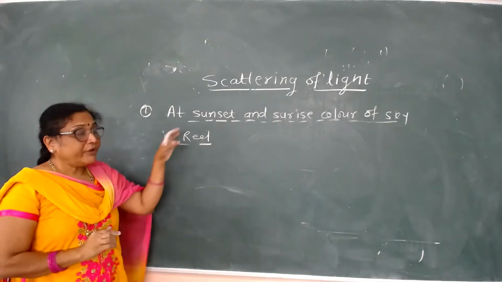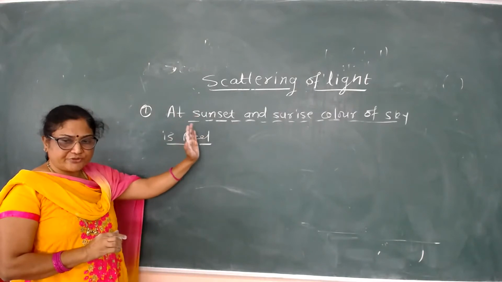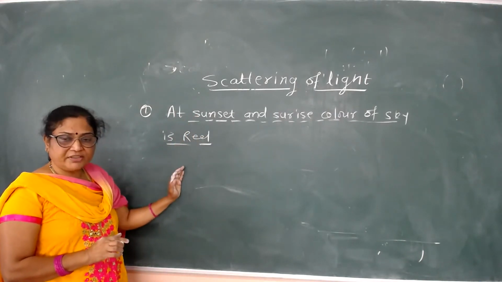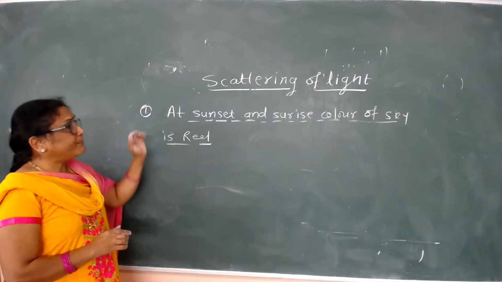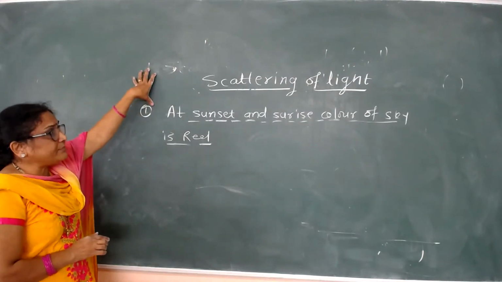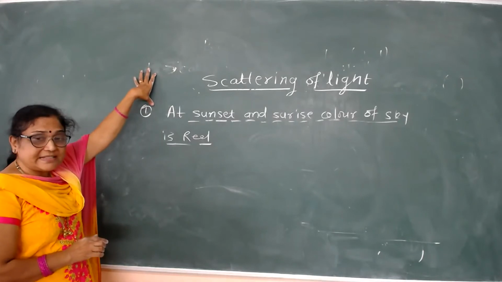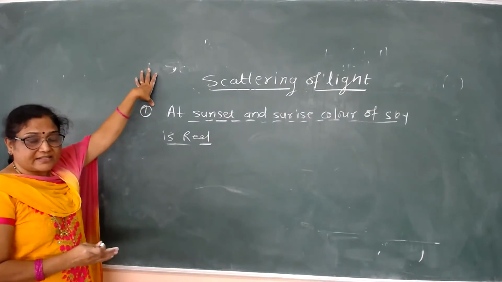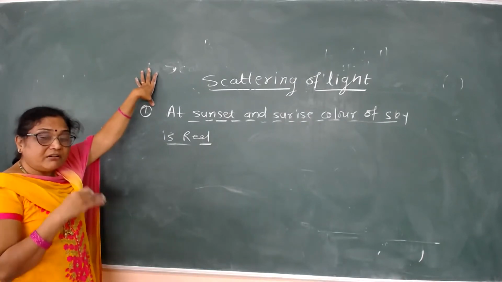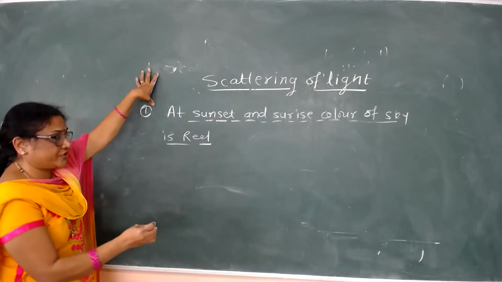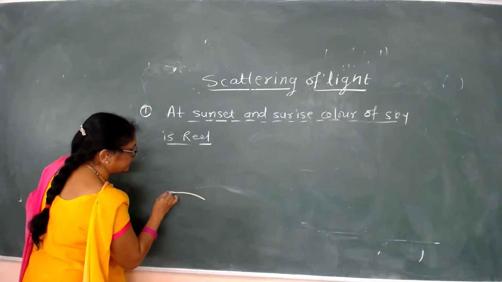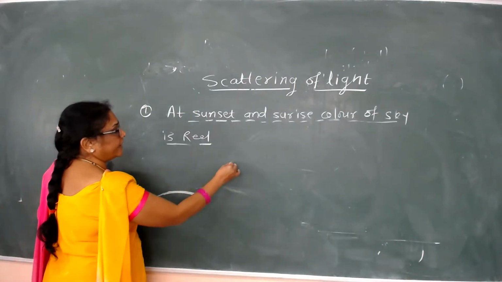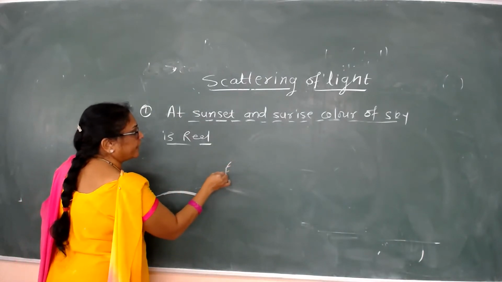Because we know that red color has a large wavelength and its scattering is less, and violet color has a small wavelength and its scattering is more. But because of that, at sunset and sunrise, the color of the sky is red. At sunset and sunrise time, the distance between the earth surface and the sun is large. Suppose this is the earth surface, and at sunset and sunrise time the sun is at one end.